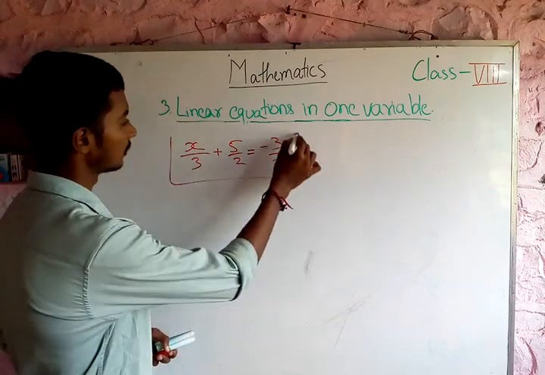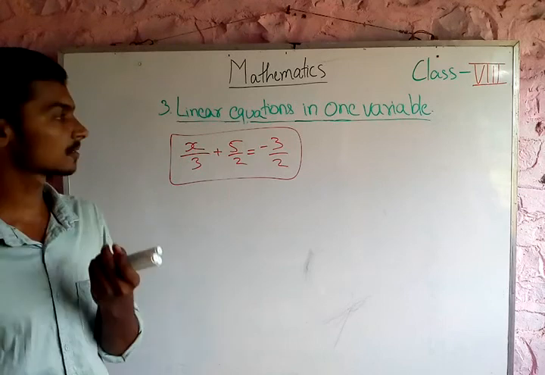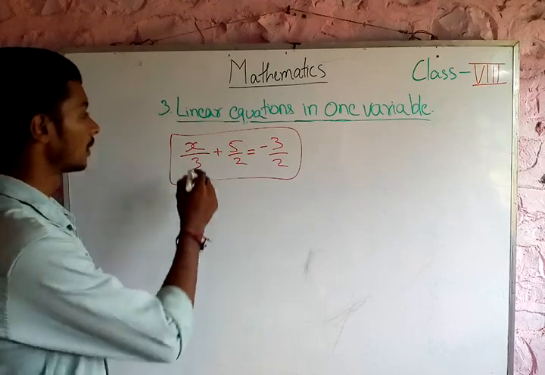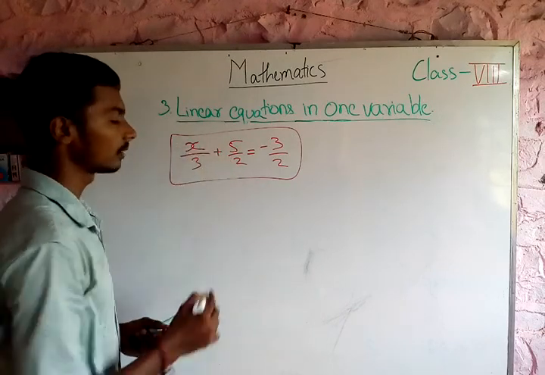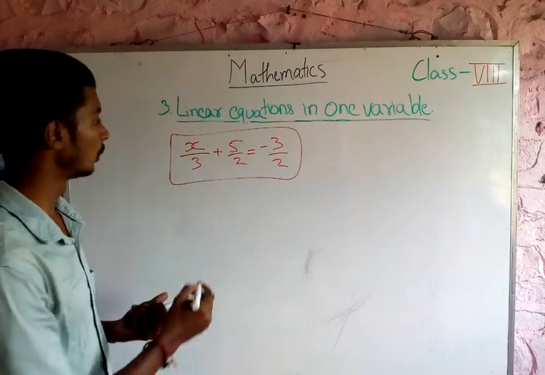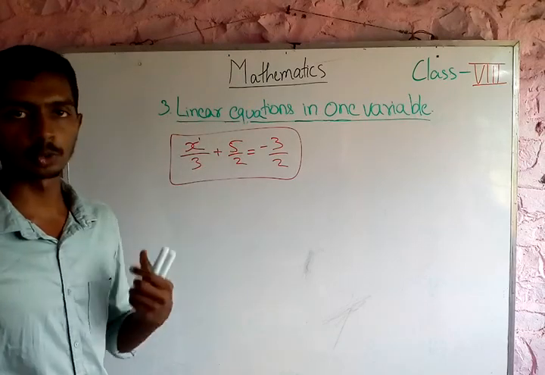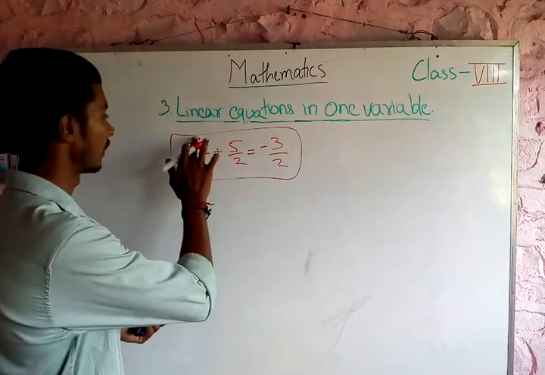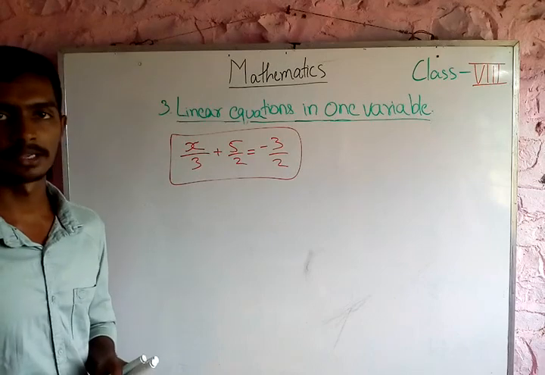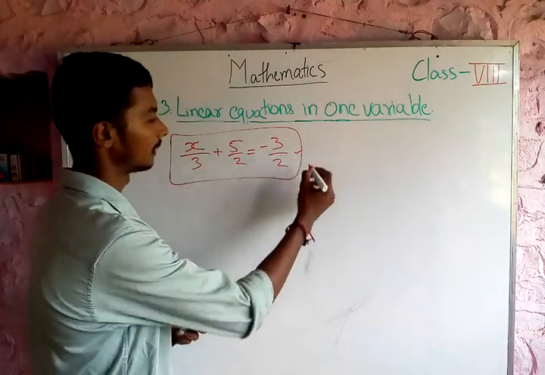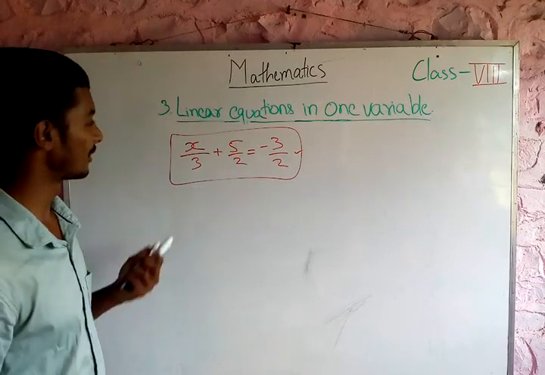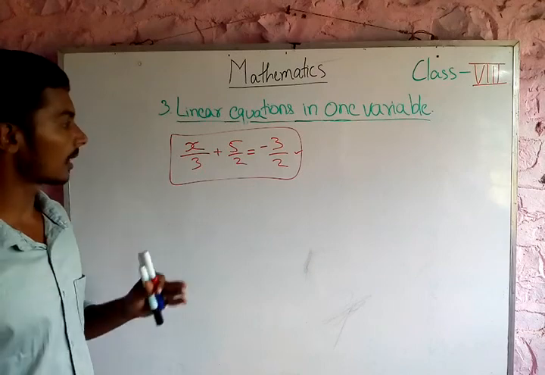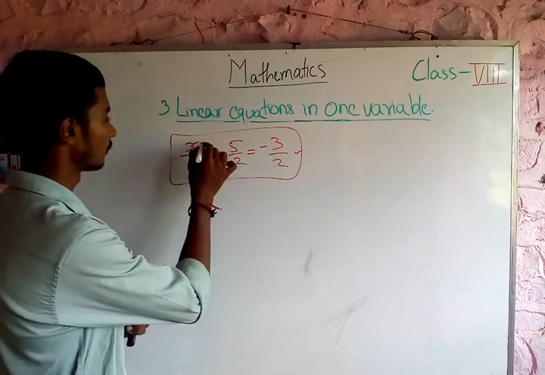Okay, in this equation, first let us see if this is a linear equation or not. I will say yes. Why? See, this has got a variable and the power of variable is only 1. If it was 2 or more, then it would have been a non-linear equation. Since it has only 1 as highest power, it is a linear equation in one variable. Okay, now in this example you are asked to find the value of x.